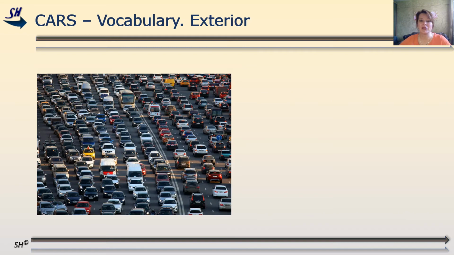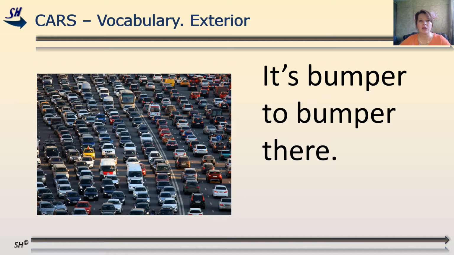There is an expression which is quite useful, especially if you live in a big city. You can say it's bumper to bumper there or here. That means in a heavy traffic jam, the cars are standing so close to one another that they are nearly touching the bumper of each other, of the next car standing next to yours. So you can say it's bumper to bumper, meaning the traffic is really heavy. The cars are not moving. We are in a big traffic jam.